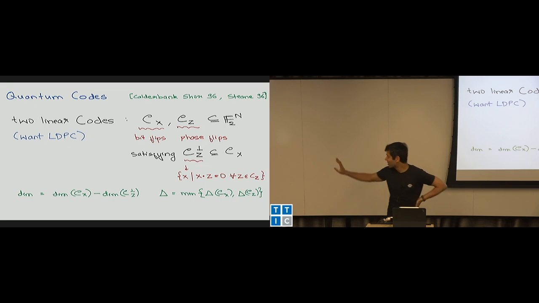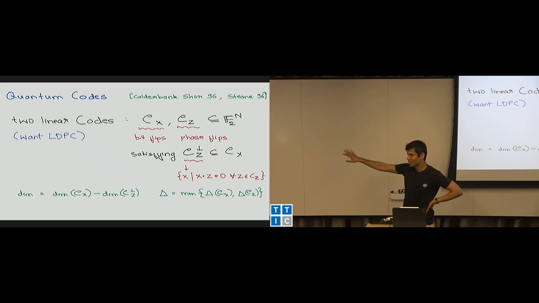We'll not always restrict ourselves to F2. We can think of F_q. Things like subspaces are subspaces. We'll think of fields, and everything kind of carries over.